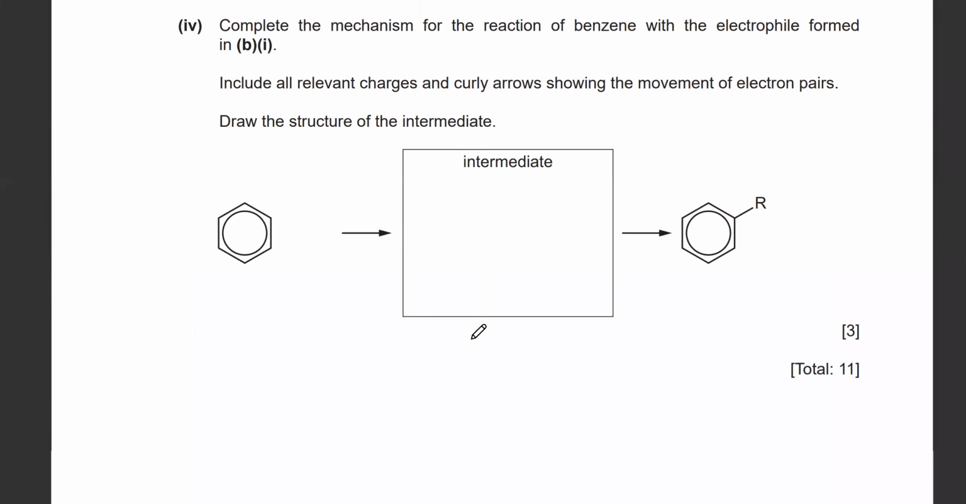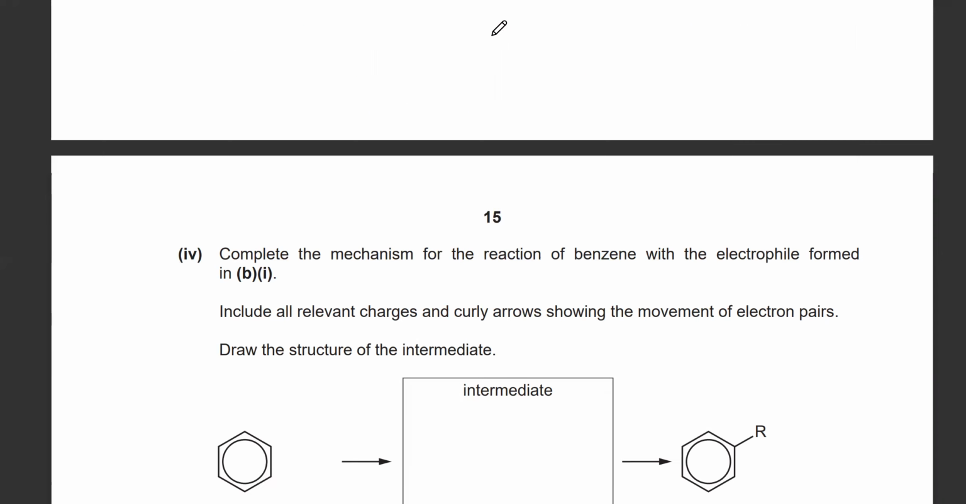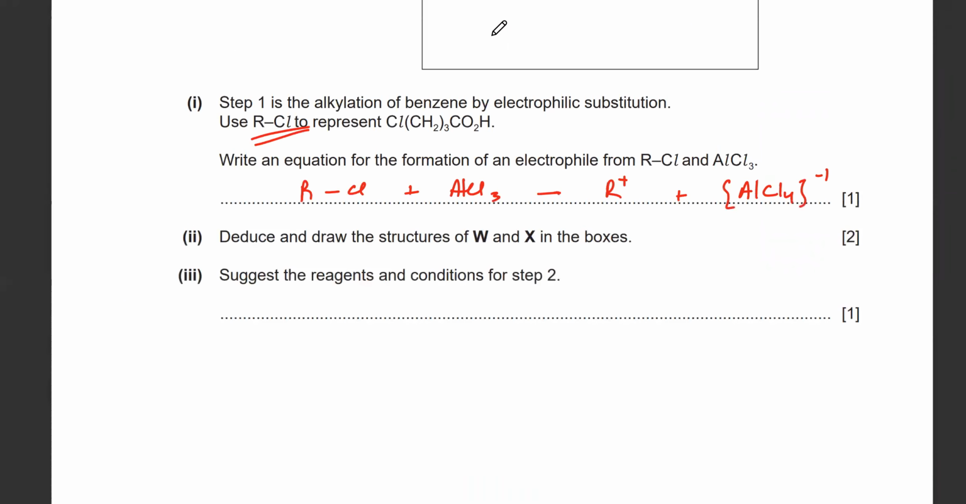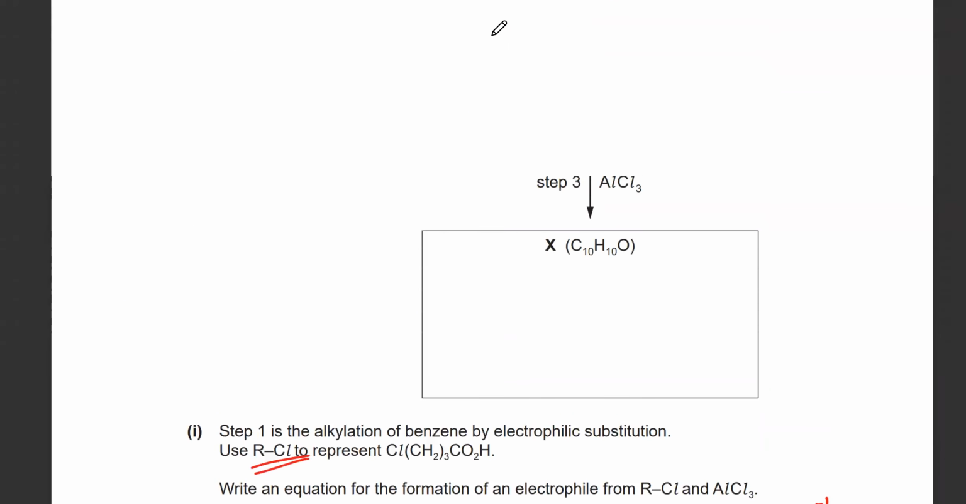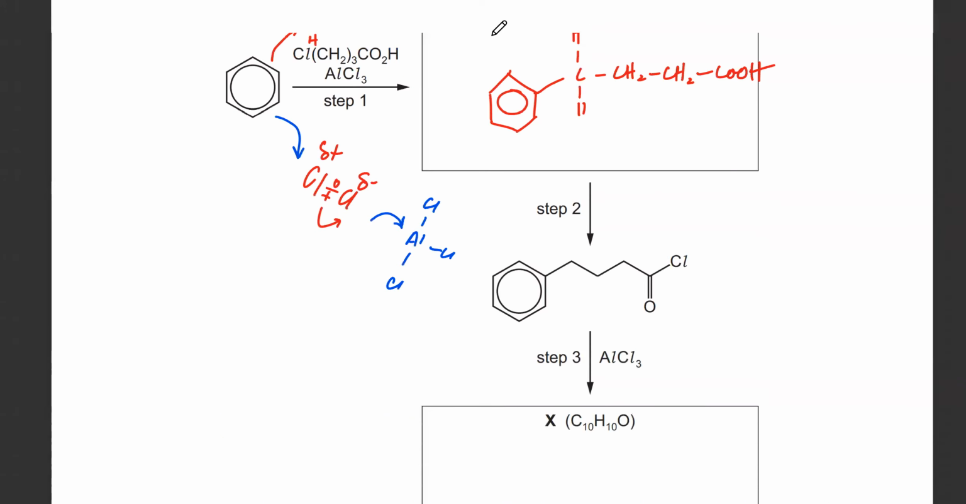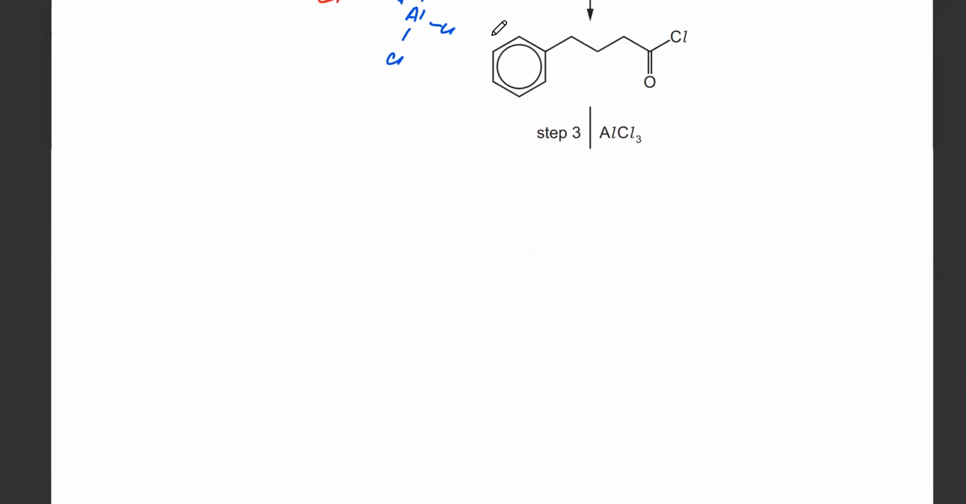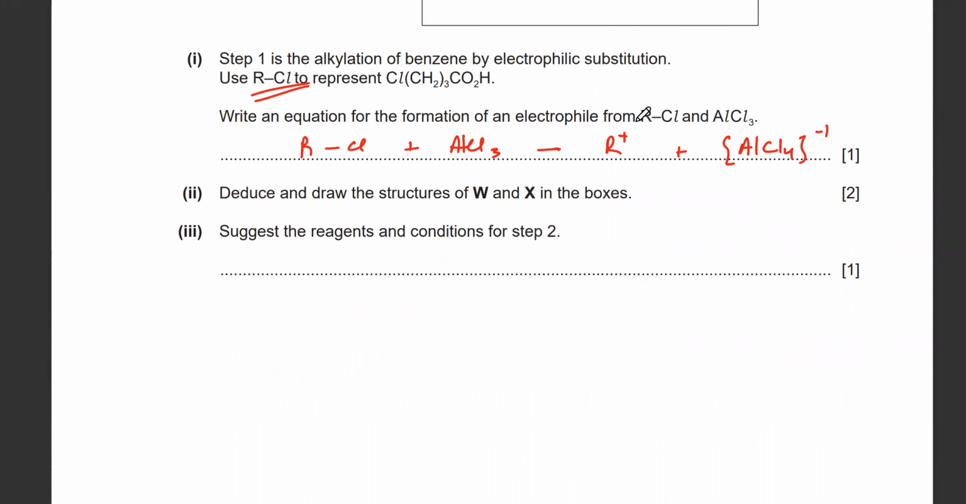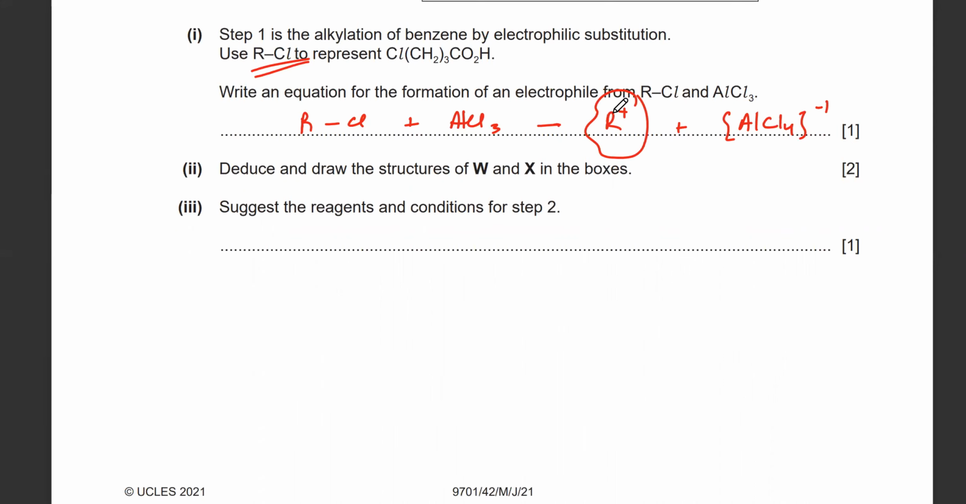So then here's another one. Complete the mechanism for the reaction of benzene with the electrophile formed in B1. So now he's talking about the mechanism of the electrophile formed in B1. What's B1? This is B1. So he's talking about this one. This is the electrophile, the carbon chain, the carbocation. So remember we did the mechanisms for NO2 plus and so on.